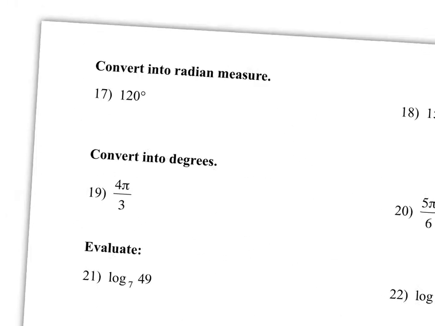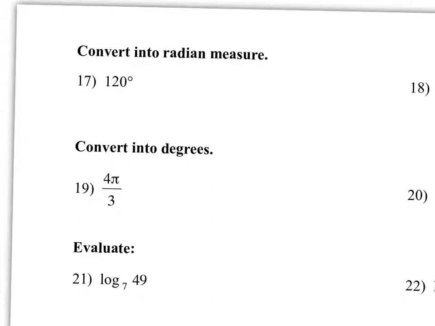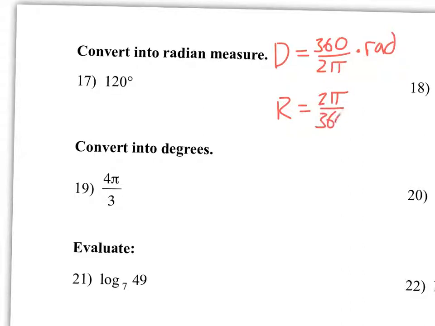All right, next up we've got to convert things into degrees and radians. You should have a formula written down for this. So degrees is equal to 360 divided by 2 pi, that's our ratio here, and that's times radians. To get radians, it's going to be 2 pi over 360, again that's our ratio, that's a whole circle, times degrees. So that's what we're looking at here.